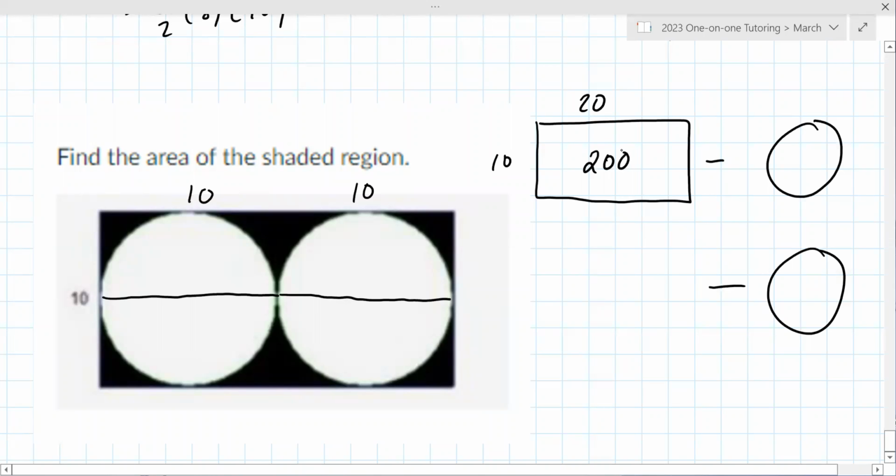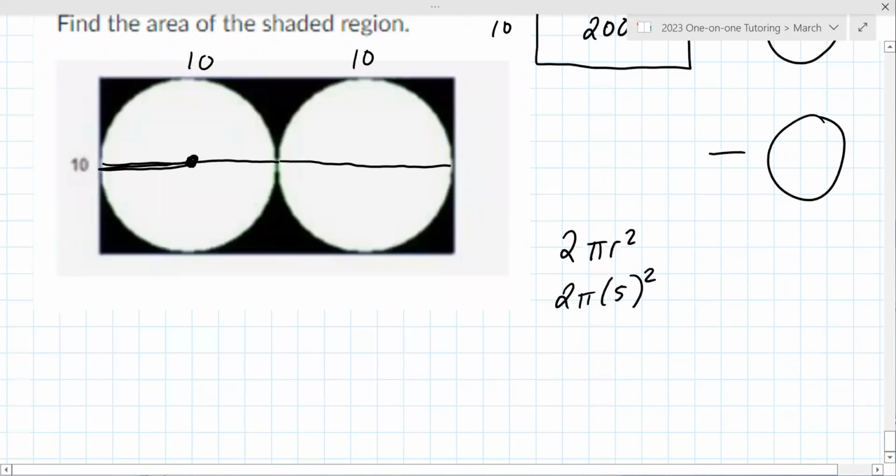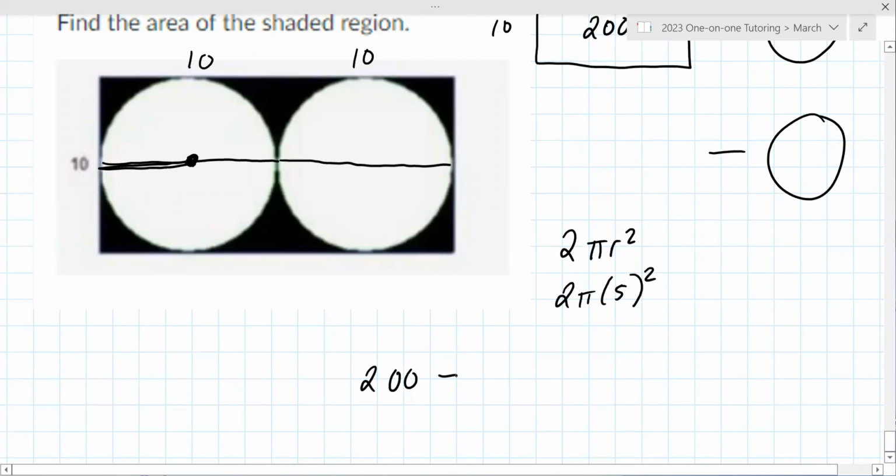The area of the circles are pi r squared each, but there's 2 of them. So you can put a 2 there, pi r squared. What is the radius of one of these circles? 5. 2 pi 5 squared. So you go to your calculator, it's 200 minus 5 squared, it's 25 times 2, so 50 pi.